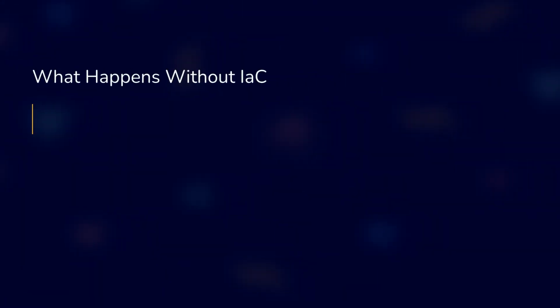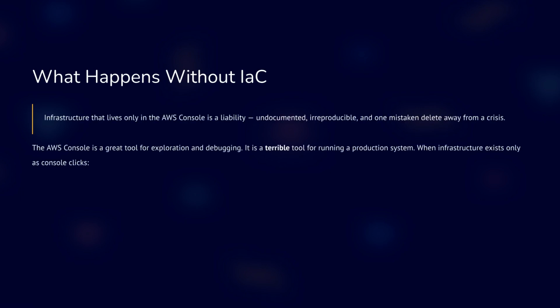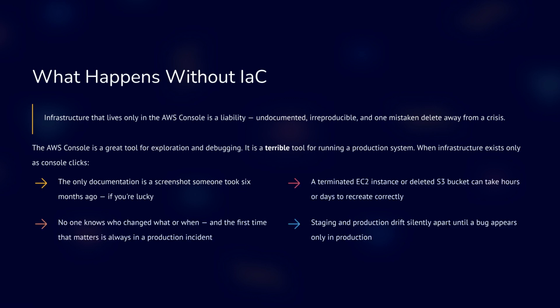Without IaC, infrastructure in the AWS console is a liability. It leads to undocumented resources, slow recovery from accidental deletes, and silent drift between staging and production environments.